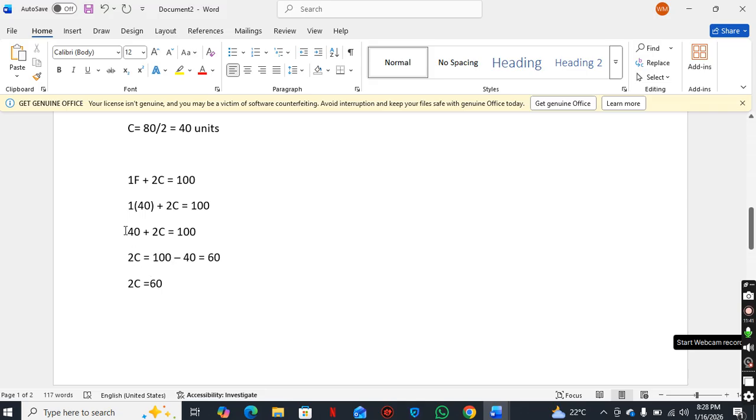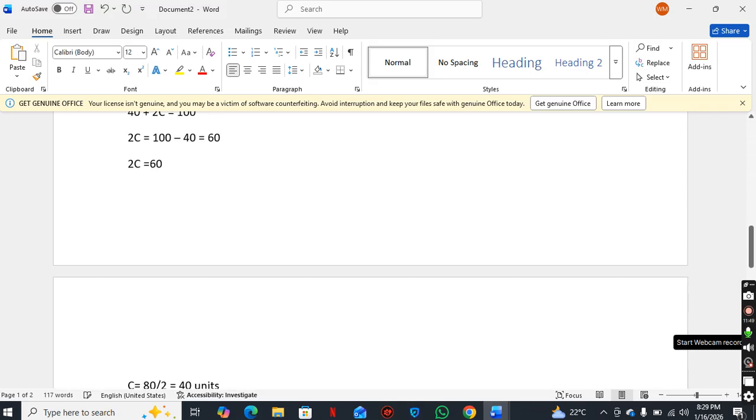Yes. So we cross this 40 over the equal sign. 100 minus 40, that is 60. So to get our value of C, you're going to say 60 divided by 2, you get 30 units of clothes.